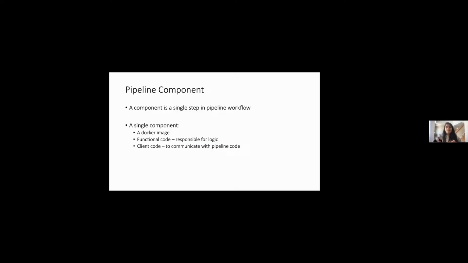So what exactly is a pipeline component and what does it comprise? A single component would be a Docker image. It will have its functional code. For example, let's talk about pre-processing. Pre-processing is a single component. It will have its own Docker image and a functional code, which is actually doing the pre-processing on your data, and the client code that actually communicates with KFP, the Kubeflow Pipeline SDK. The client code lets you integrate your Docker image into the pipeline.